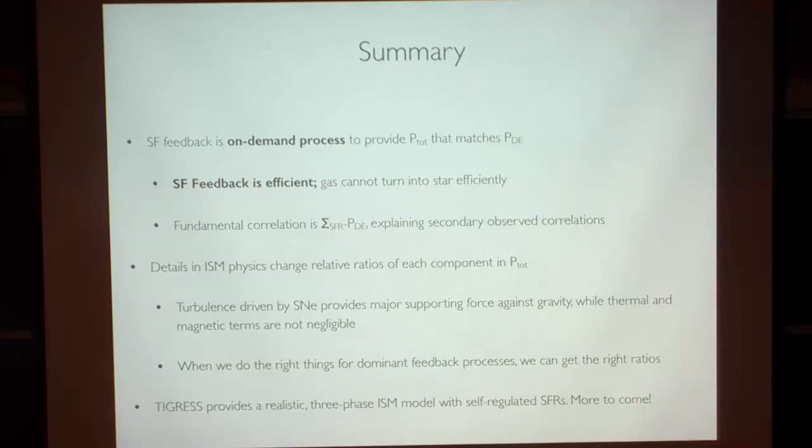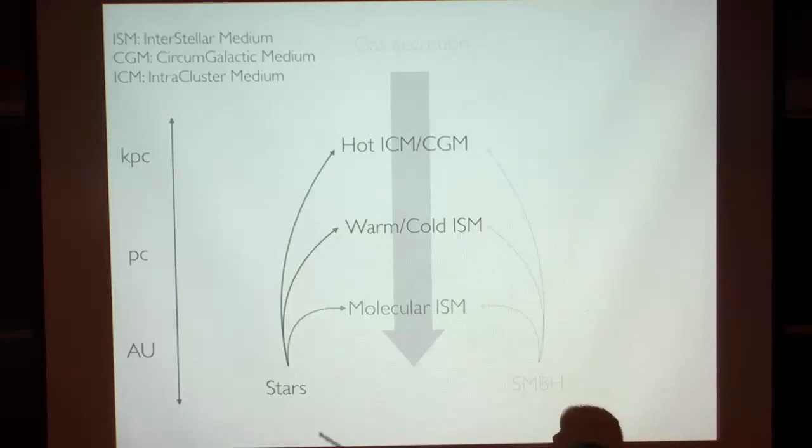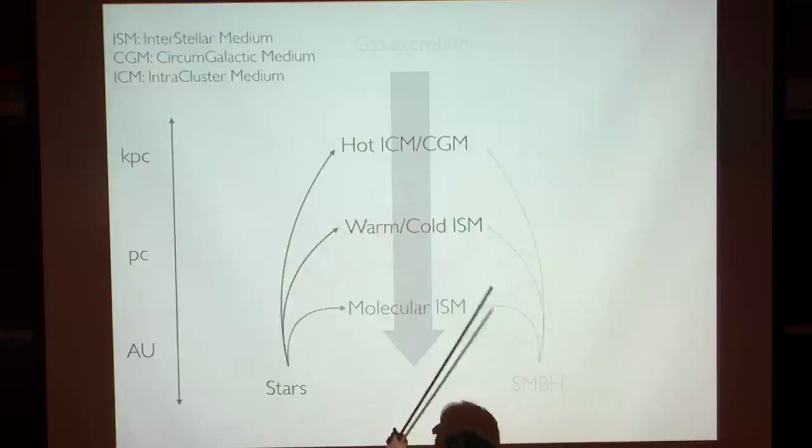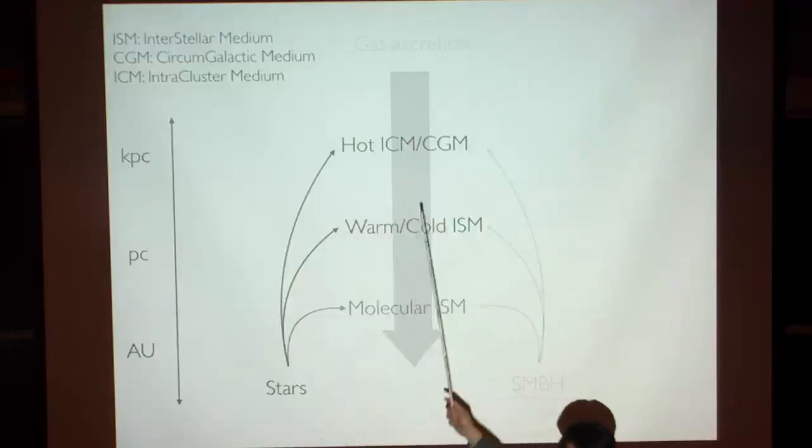And now this TIGRESS simulation provides a quite realistic three-phase interstellar medium model with a well self-regulated star formation rate, which is quite consistent with observation. So now we can really look more at this, including the relation between star formation feedback and the hot gas that can be blown out from the disk.